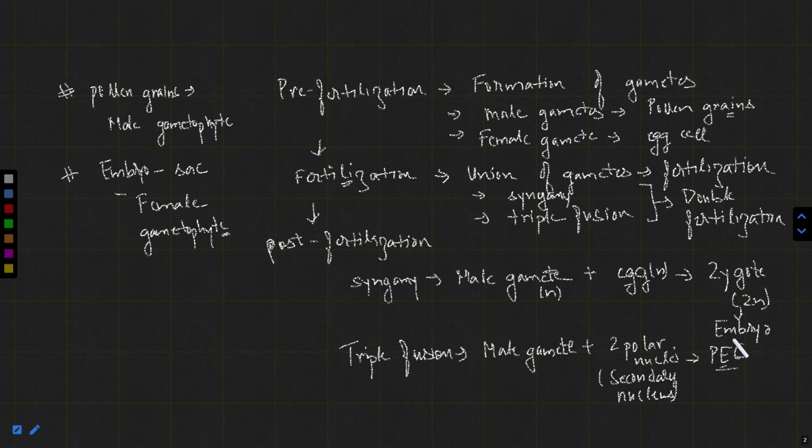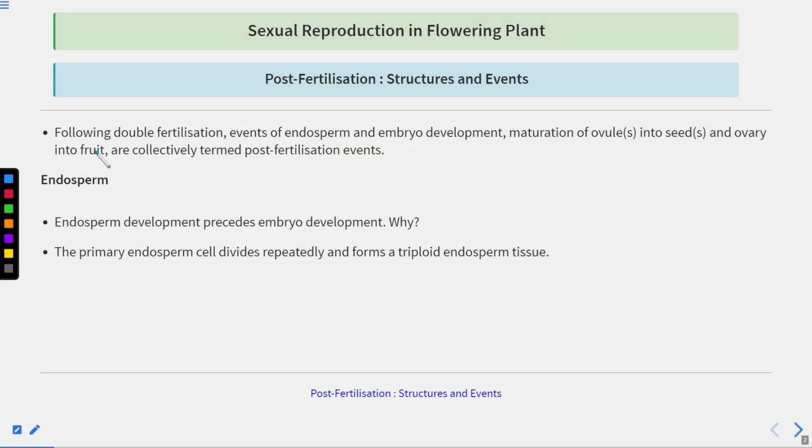The primary endosperm cell will form what? It will form the endosperm. The primary endosperm cell will later on form the endosperm, which is a triploid structure. Clear? So let's start with this post-fertilization event.